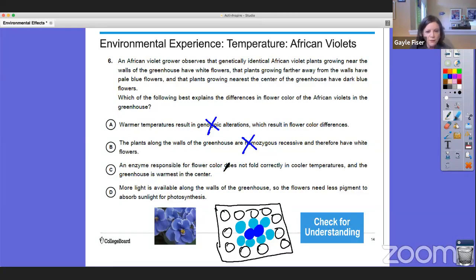An enzyme responsible for flower color does not fold correctly in cooler temperatures, and the greenhouse is warmest in the center. Okay, let's hold that thought. And more light is available along the walls of a greenhouse, so the flowers need less pigment to absorb sunlight for photosynthesis. Now, if it's a greenhouse, the whole thing is green. Every wall is green and the roof is green, or if it's clear, it's all going to be the same. So less pigment for photosynthesis, none of that makes any sense. So this one right here, and I actually went on a little look for enzymes not folding correctly in colder temperatures, and I did find some research that included those statements this morning.